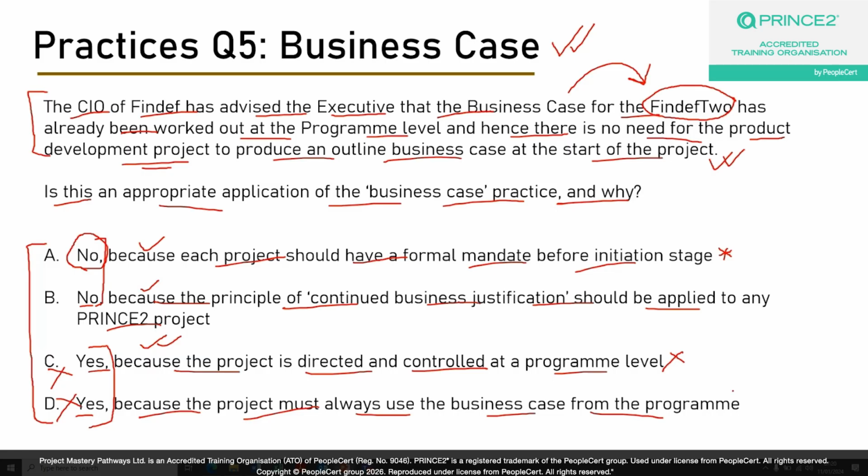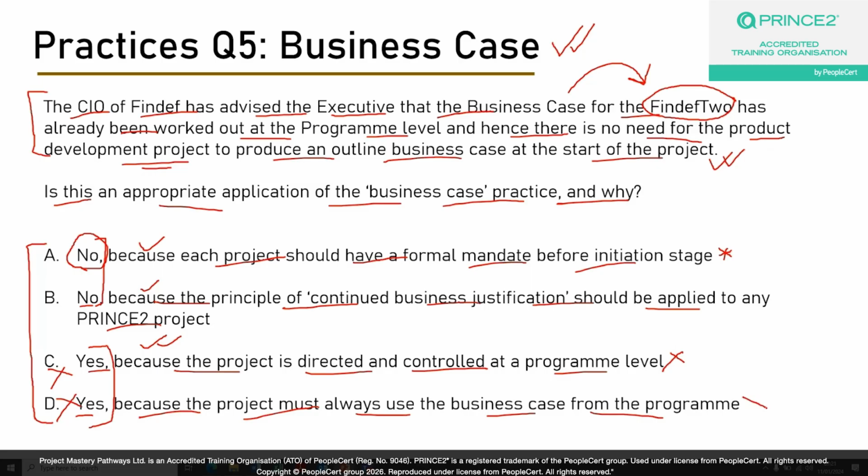The project is not entitled to use and copy the business case directly from the program. It may take a reference of the program business case, but the business case for the project itself might be somewhat different from the business case of the program. Again, I'm referring to my webinar. I have explained this concept of project, program, and portfolio, and how each of these business cases are linked, with an example of Nestle in that video. So please go ahead and watch that video as well.